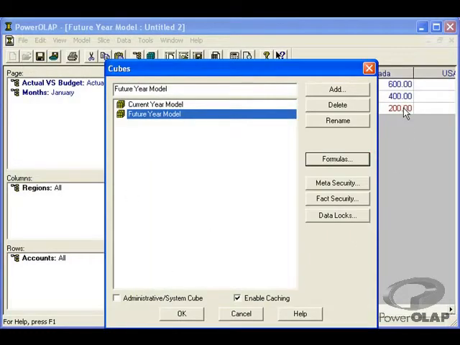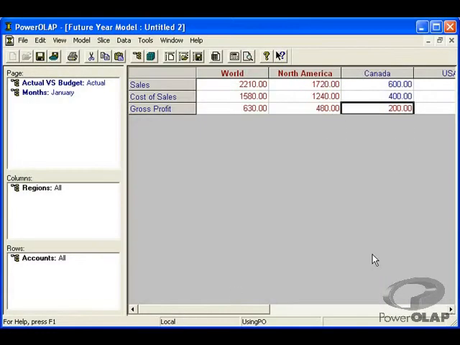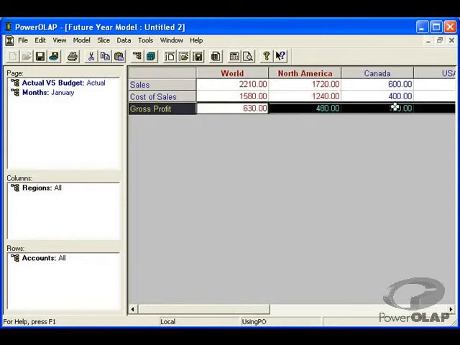As we can see up here right now, the value is 200. I'll select OK to here. I will recalculate, and you can now see that my value is 150. All the values for my other regions remain the same, 630, 480. So this formula only governs the gross profit for Canada.